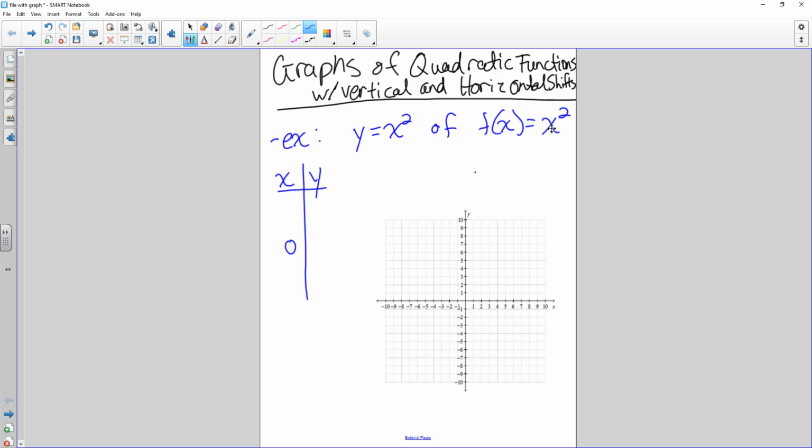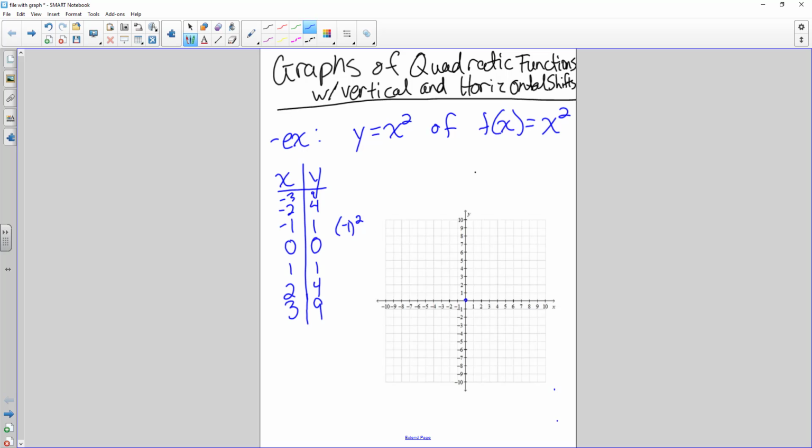If I plug in 0 for x, 0 squared is 0. If x is 1, 1 squared is 1. 2 squared is 4. 3 squared is 9. And then I'm going to include some negatives: negative 1, negative 2, negative 3. If I do negative 1 squared, this becomes a positive 1. Negative 2 squared, negative 2 times negative 2, is a positive 4. And a positive 9 when x is negative 3.